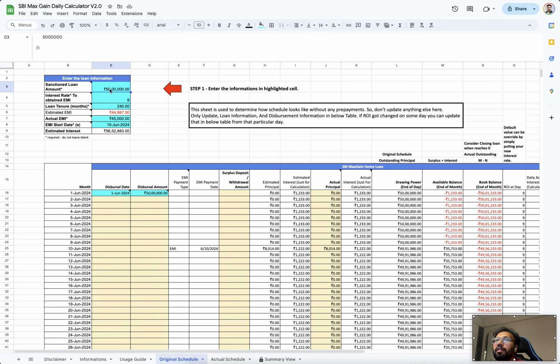Original schedule. These are the cells that you need to enter your loan amount in. So I have entered, let's say, 50 lakhs, right?